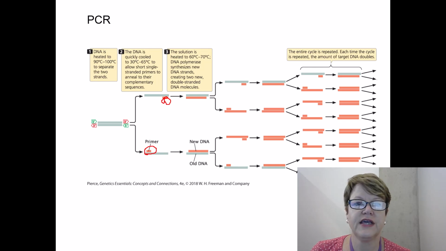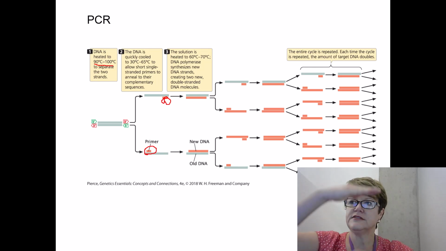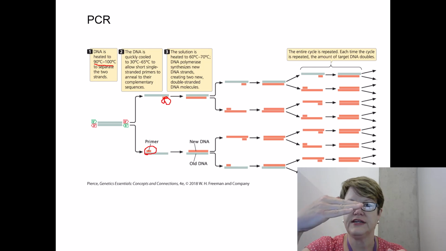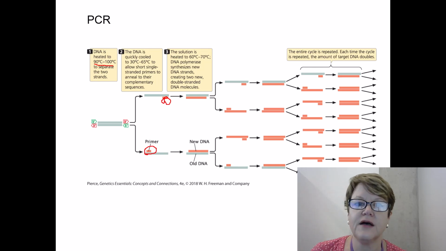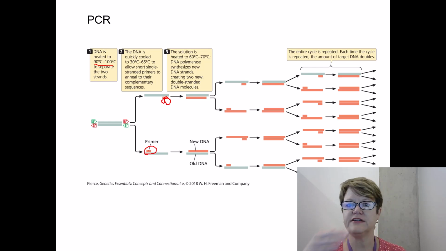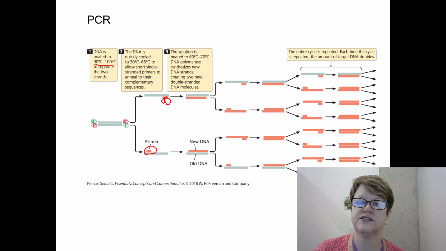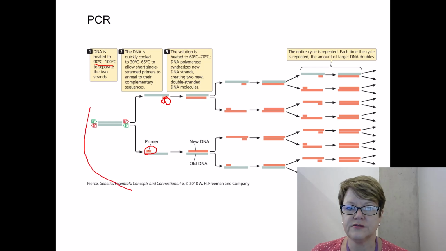The first thing that's going to happen is the DNA is heated to about 95 degrees. That's going to separate the two strands of the double helix. And then there's a cooling where the primer is able to get in and base pair with its complementary site. And then the test tube is heated a little bit again, and that allows the polymerase to reach its optimum temperature and it synthesizes the new strand. And that's considered one cycle. So this is one cycle.